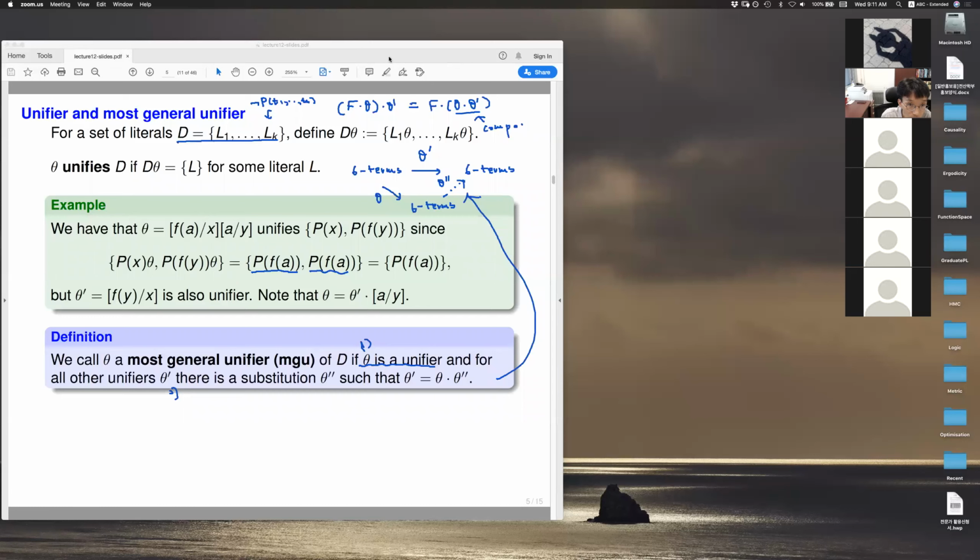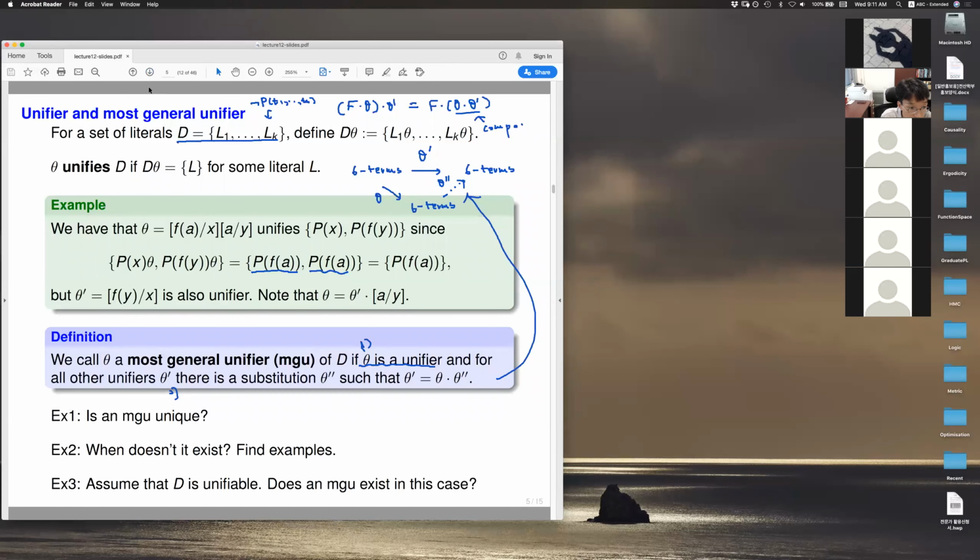And here are some questions I want you to think about. The first question is: is the most general unifier unique? In this context, we are fixing D, where D is a set of literals. So given a set of literals, I'm asking whether the most general unifier is unique. And the second question is, does it always exist? If it doesn't exist, I want you to come up with a counterexample which illustrates the two kinds of reasons why the MGU, the most general unifier, doesn't exist.